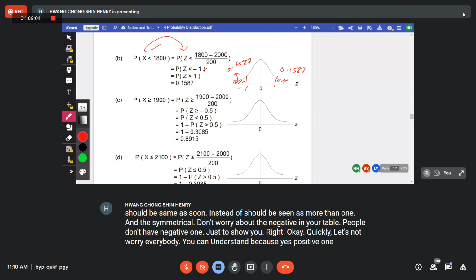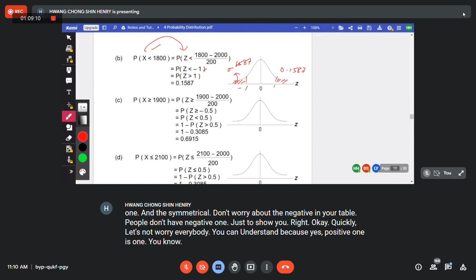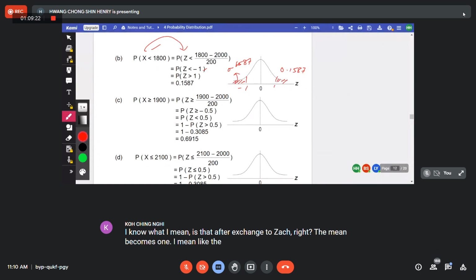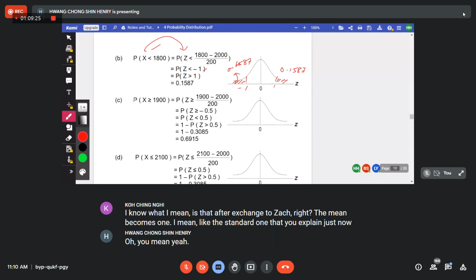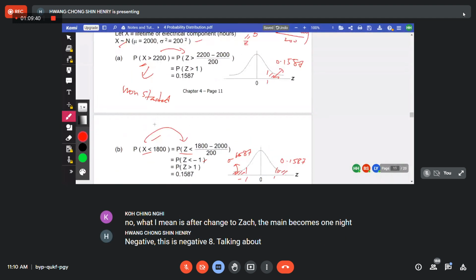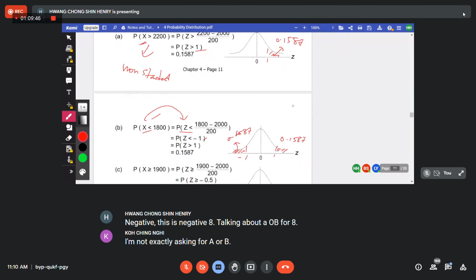Yes, positive one is 1. Okay, positive is 1. No. What I mean is that after X changes to Z, the mean becomes 1. I mean the standard one that you explained just now. Oh, you mean, yeah, the X will become Z, become standard already. Is this your question? No, what I mean is after changing to Z, the mean becomes 1, right? Negative. This is negative. Are you talking about A or B? I'm not exactly asking for A or B. I'm asking in general.